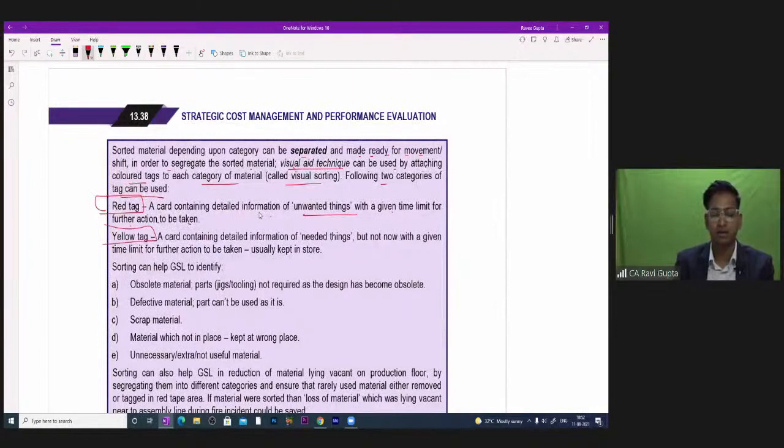And a yellow tag, a card containing detailed information of the needed things, but not now, with a given time limit for the further actions to be taken, usually kept in a store. So this is the manner in which we do the sorting, and this is really very practical.